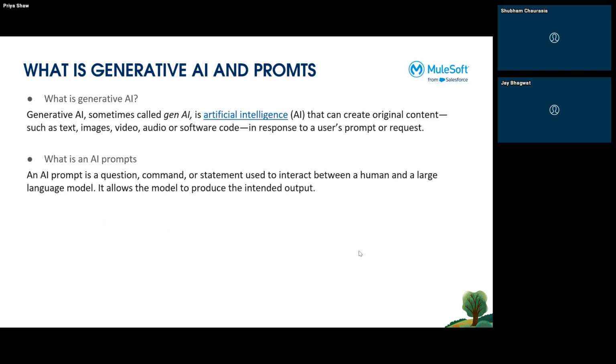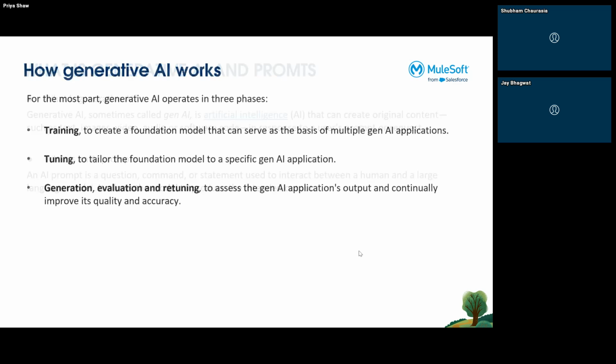Then we will see what prompts we generally pass in generative AI. You can consider a prompt as a command statement or a question using which we interact with our large language model. With the help of prompts only, we receive our intended output. Now let's see how this generative AI works and how it is built.